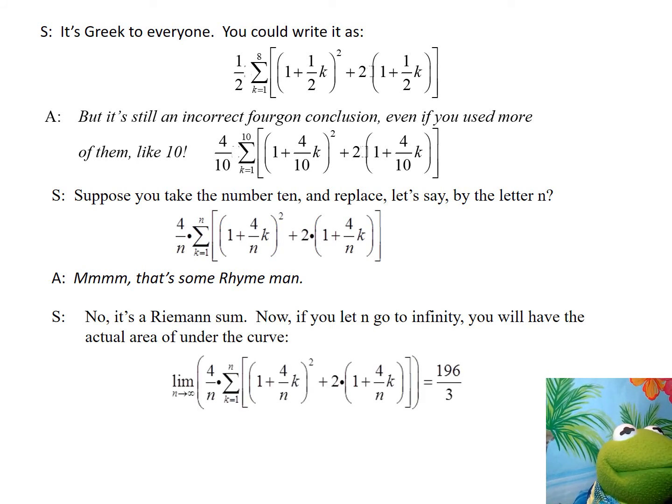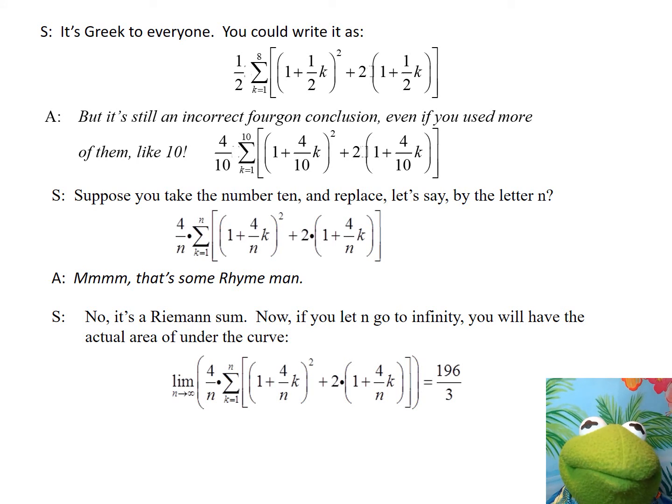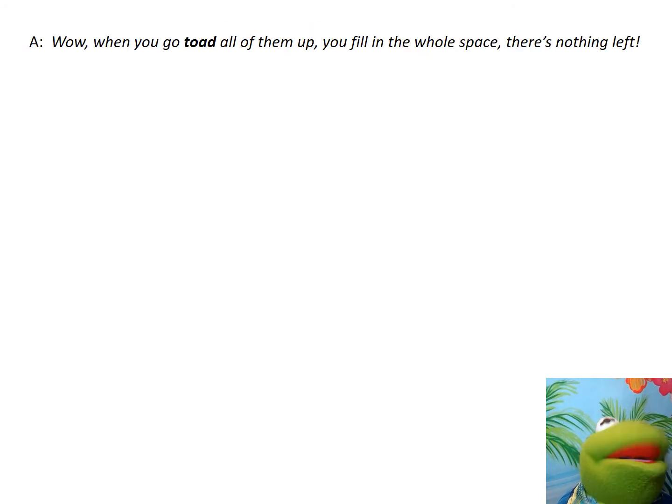Now, if you let n go to infinity, you will have the actual area under the curve. The limit as n goes to infinity of 4 over n times the summation as k goes from 1 to n of the quantity 1 plus 4 over n times k squared plus 2 times the quantity 1 plus 4 over n times k equals 196 thirds. Wow! When you go to add them all up, you'll fill in the whole space. There's nothing left.